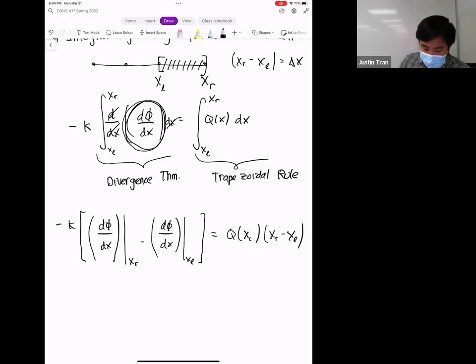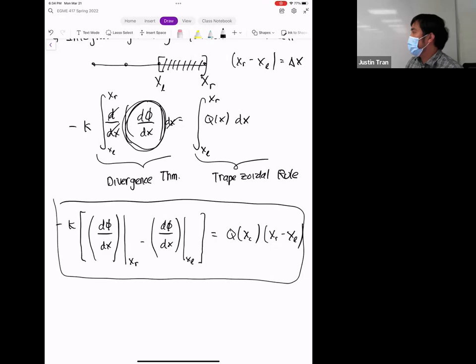So let me box this for now. We'll pause here and evaluate each of these terms. I guess one thing we can do, since we've already defined it: this xr minus xl is the same as the grid spacing, and so we can plug in delta x for that. All right, any questions on how we got here so far?